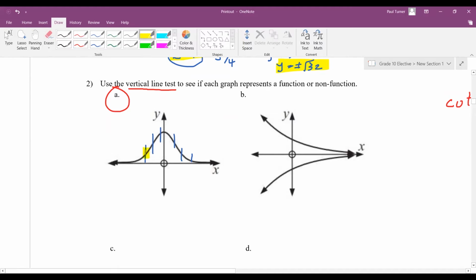Because you're only cutting the graph one at a time, and it doesn't matter where you cut it, you'll only be cutting it once, won't you? So it doesn't matter how many times you check, you only cut the graph once. So this will be a function by definition. So each X value only has one Y value.